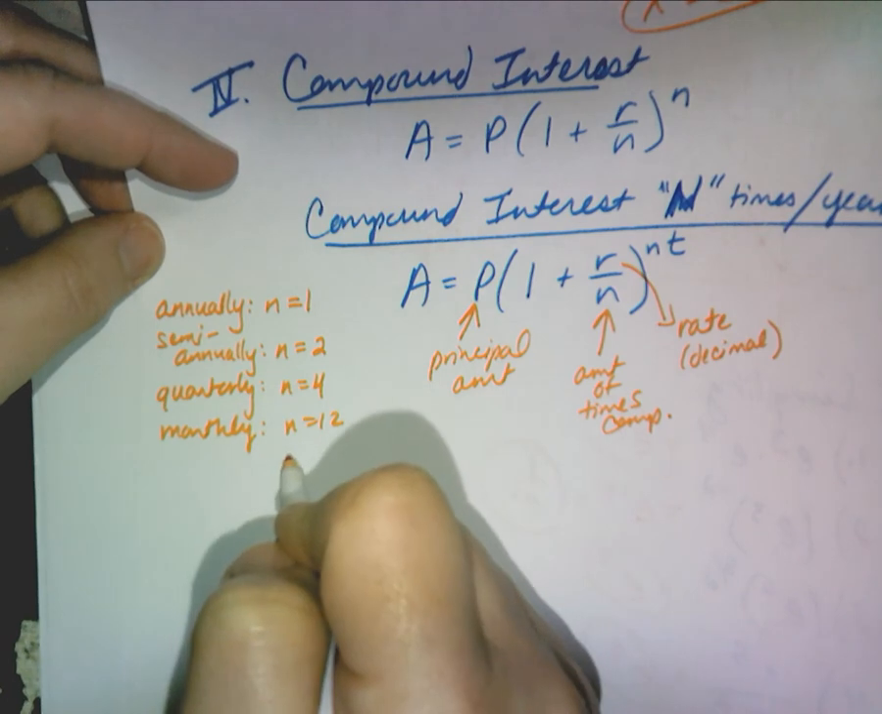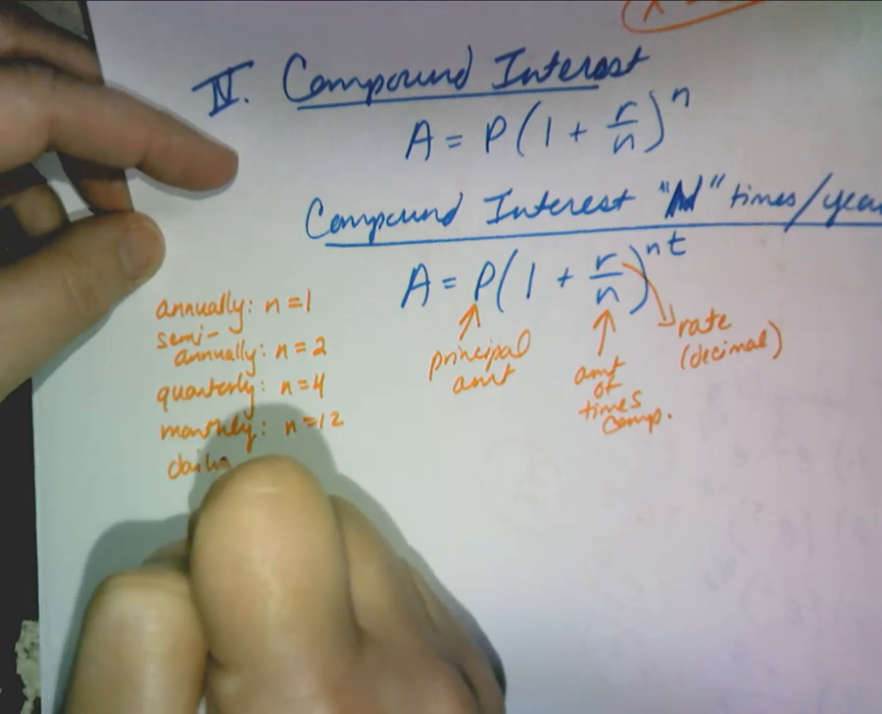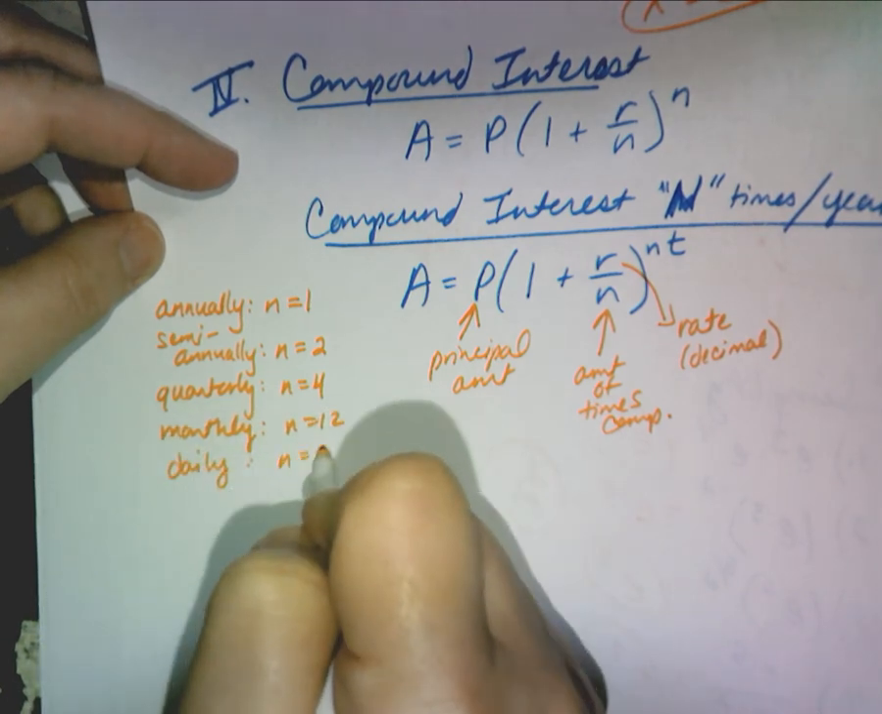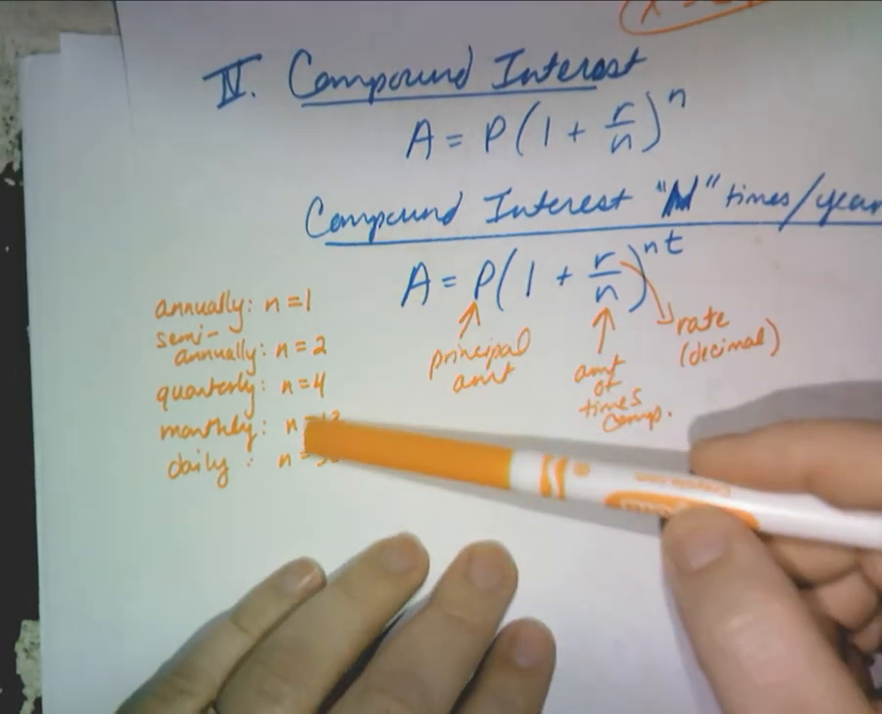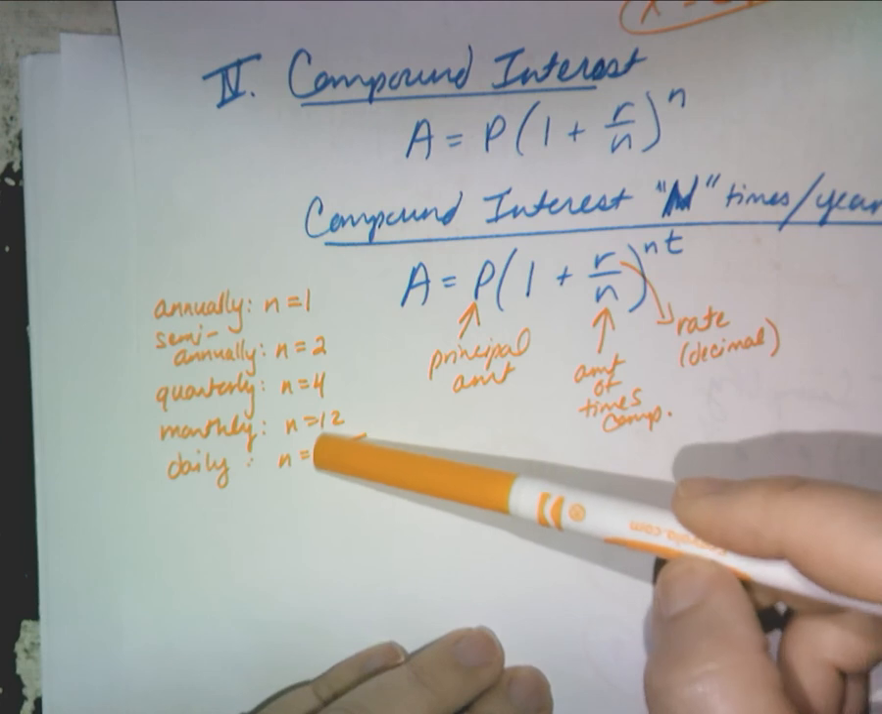And what am I missing? And then daily is what? 365. Okay. If you owe a student loan, your bank is going to be up in here. Just so you know. Okay.